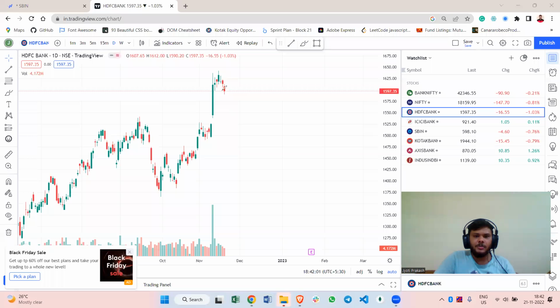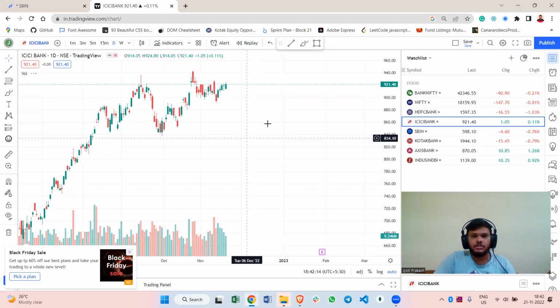But if it gaps up, then we are going to wait for another 1 or 2 days for any positive movement. But as of now, it looks negative to me, and if it goes down, it may happen that Bank Nifty also goes down as well. Okay. Now let's look into ICICI Bank.